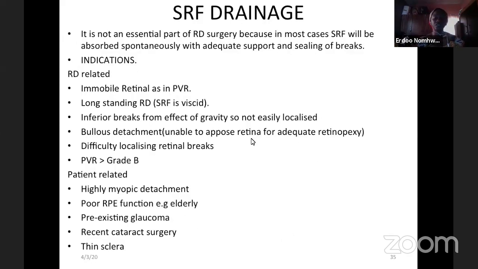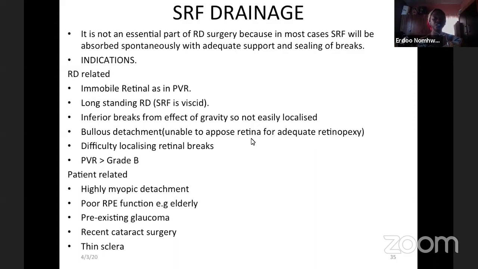Then the next step after identifying your break is subretinal fluid drainage, but it's not always an essential part of retinal detachment surgery, because in most cases the subretinal fluid will absorb spontaneously when you adequately support and seal your break. So it's not something that is always done.